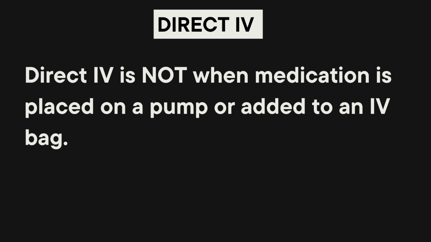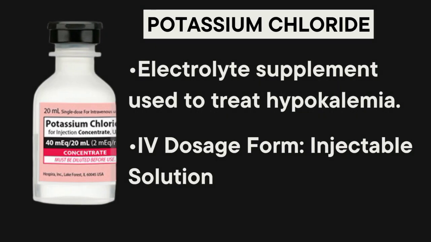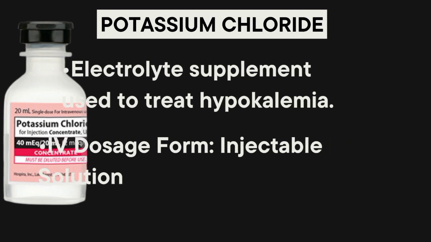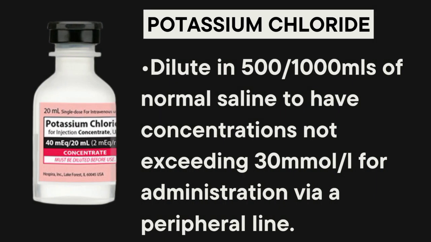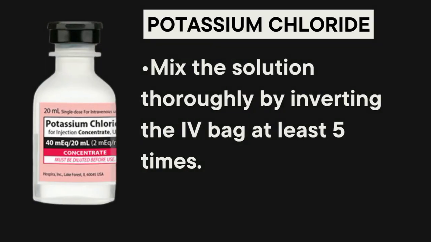The first on my list is potassium chloride. It's an electrolyte supplement used to treat hypokalemia. The IV dosage form comes in injectable solution. To administer, you have to dilute your prescribed dose in 500 or 1000 ml of normal saline to have concentrations not exceeding 30 millimole per liter for administration via a peripheral line. When you are done with that, you mix it thoroughly by inverting the IV bag at least 5 times.